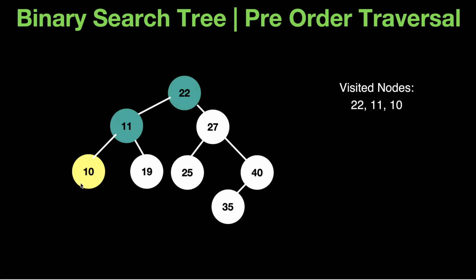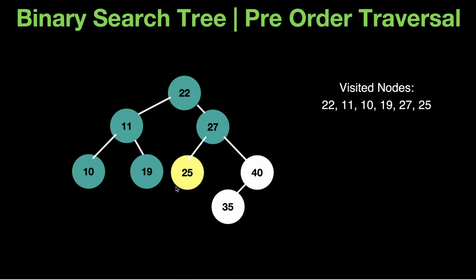Now it doesn't have left child, it doesn't have right child, so the recursion will eventually come back. Then only we go to the right child, 19. We come back. We have already traversed the left subtree, right? Then only we go to right subtree. We go to 27 and we visit 27 first, because we have the order like this. First visit the node and then only go to the left subtree and then only go to the right subtree, right?